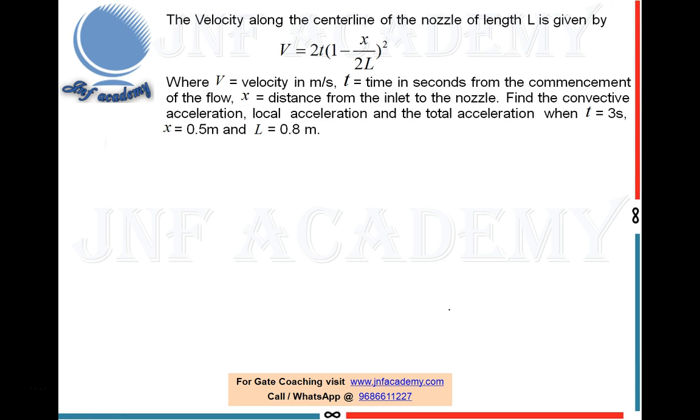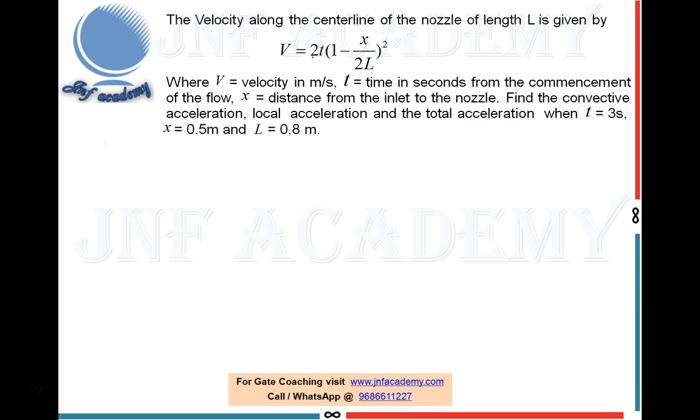This is an interesting problem. If you see here, the velocity is also a function of time, but unidirectional velocity, there is no y, z dependency. It's an unidirectional velocity, but it's also a function of time. So it means unsteadiness. So velocity along the center line of the nozzle is given again.